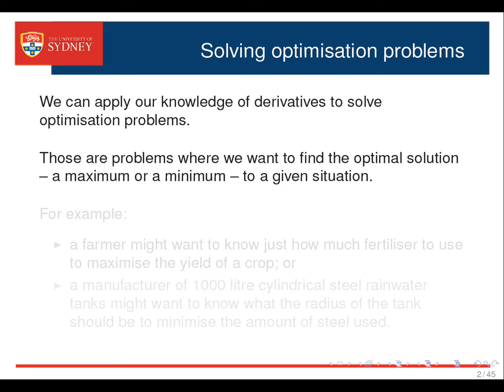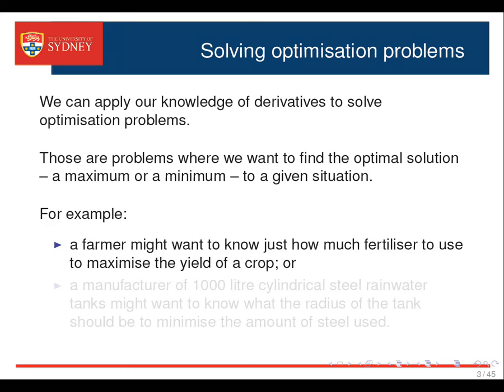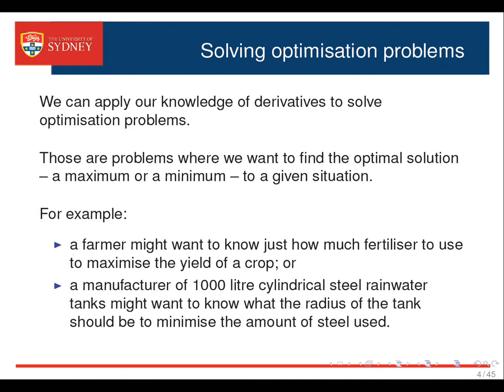There are many applications of derivatives. One of the applications of derivatives is to solve optimization problems. These are problems where we try to find the optimal solution to a given situation. For example, a farmer might want to know just how much fertilizer to use to maximize the yield of a crop. Another example is where a manufacturer of 1,000-liter cylindrical steel rainwater tanks might want to know what the radius of the tank should be to minimize the amount of steel used.